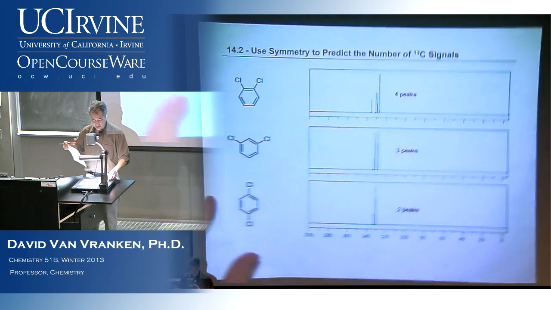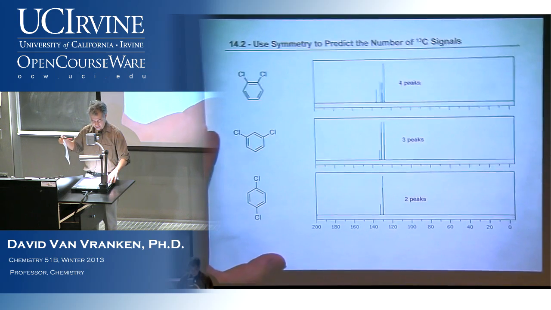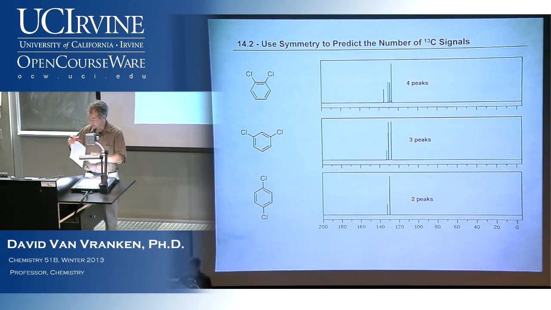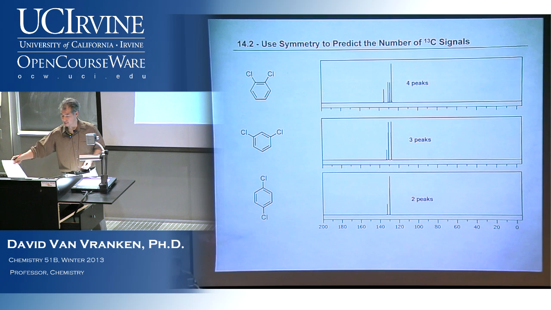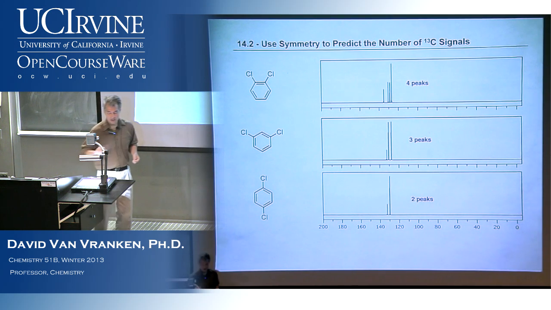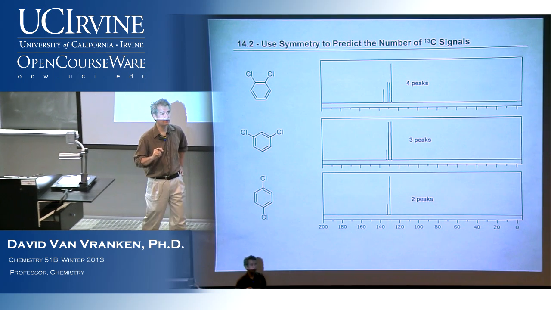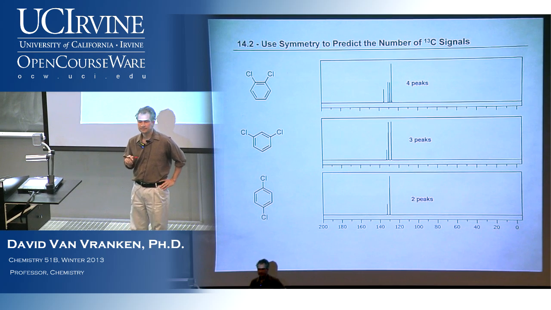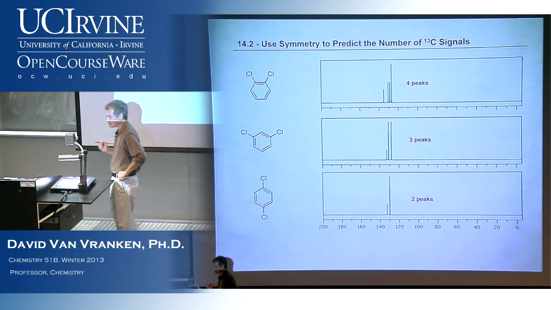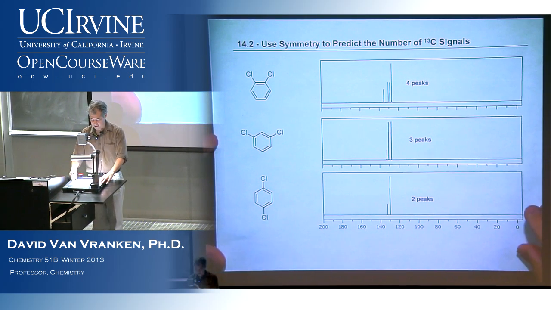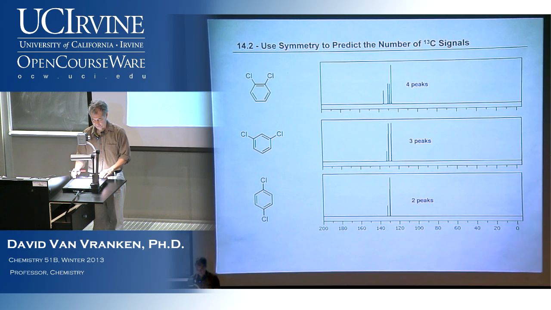Okay, here's a set of 3 isomeric compounds. Let's just see how we can use this symmetry. And 3 spectra, let's try to match them up. Each one of those compounds matches with one of those 3 spectra. Let's see if you can predict how many signals you expect to see in the NMR spectrum.